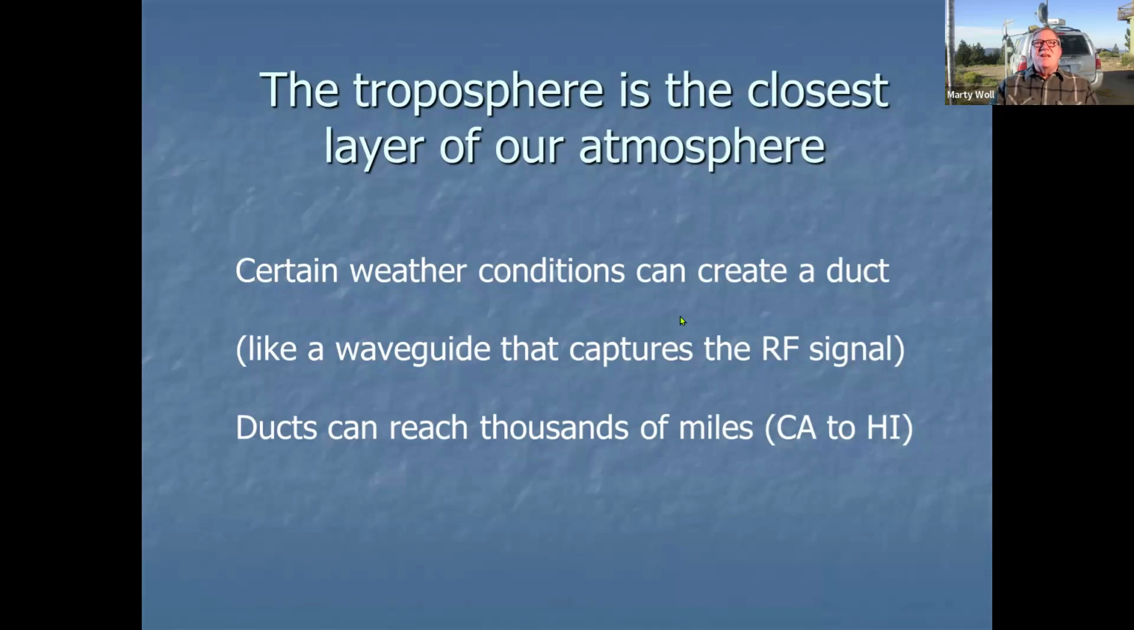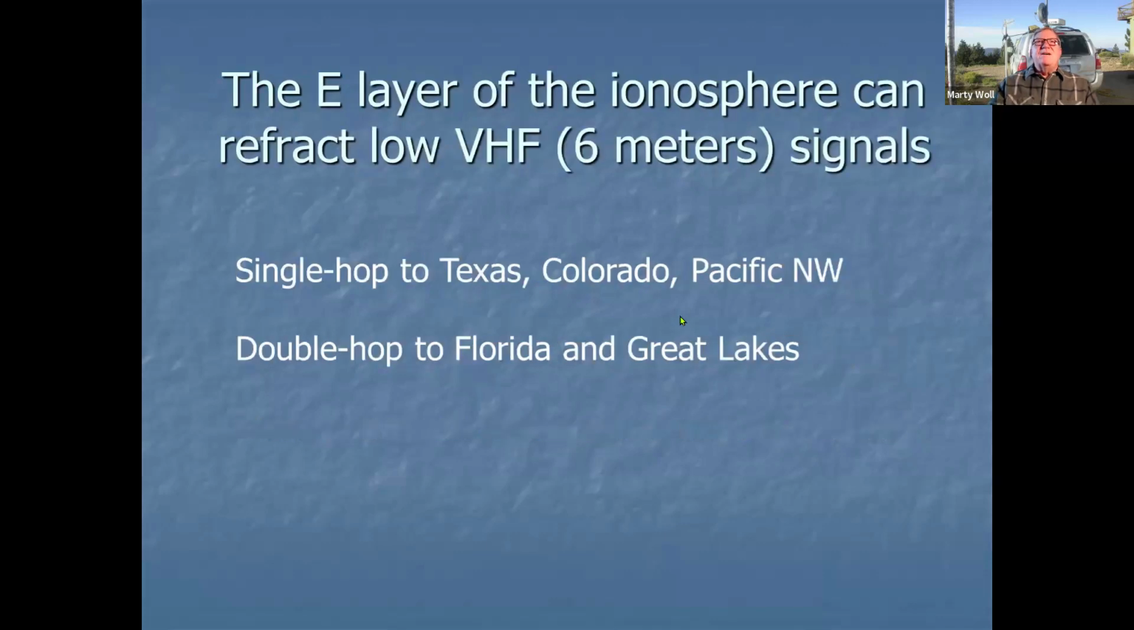But fascinating. The E layer of the ionosphere, as I say, is very effective on 10 and 6 meters. You'll get a single hop or double hop. I've worked all 50 states. Some of that was when F2 was really good, but most of it has been on E-skip.